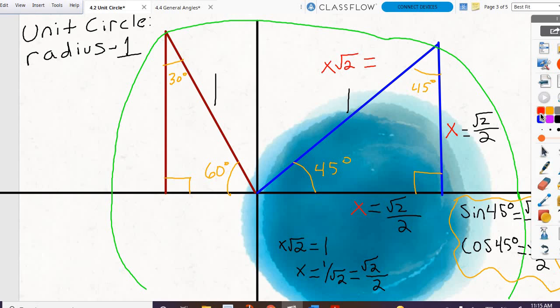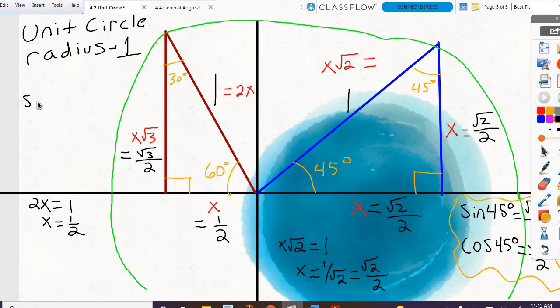Now, what were our formulas for our 30, 60, 90? x, x square root of 3, and 2x. So if 2x equals 1, what does x have to be? So that means that this would be 1/2, and this would be times the square root of 3. So we're just going to go ahead and write that as a fraction. So the square root of 3 over 2. Yes? So far, so good.